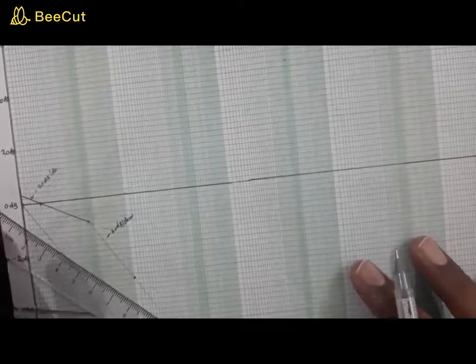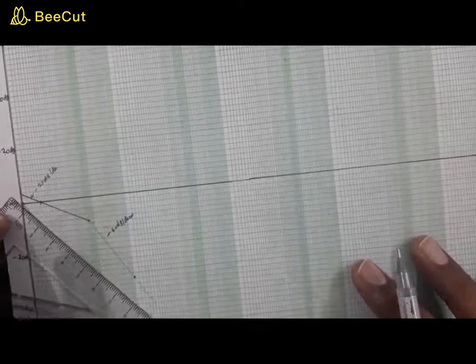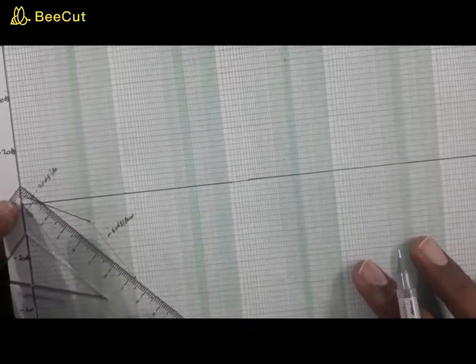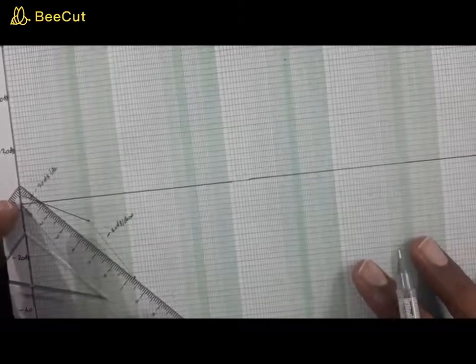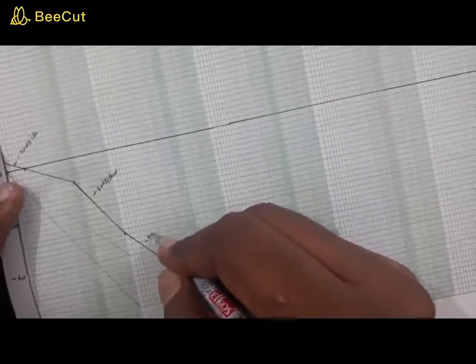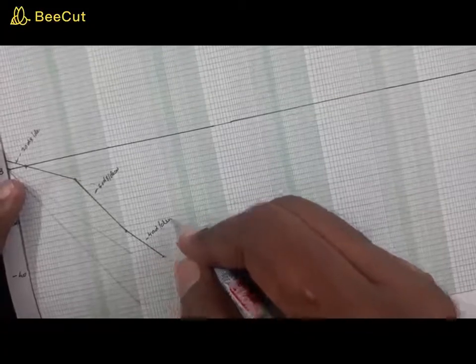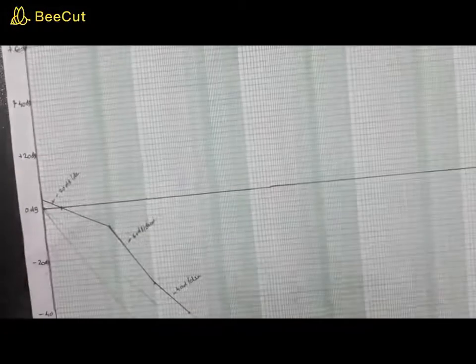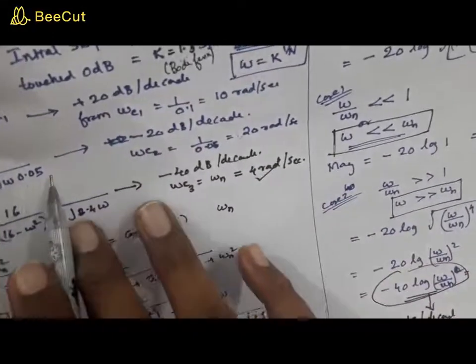So you can simply draw a line and draw the parallel line like this. So this will be having a minus 40 dB per decade. Okay, so you will be getting this as minus 40 dB per decade, till 20 radians per second, right? So when it comes to 20 radians, this also comes into play, which offers a minus 20 dB. So it comes back to this minus 60.